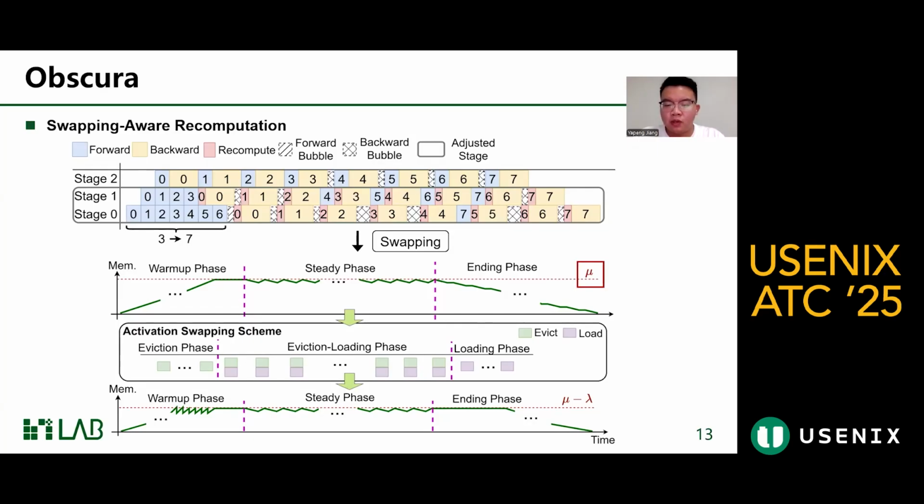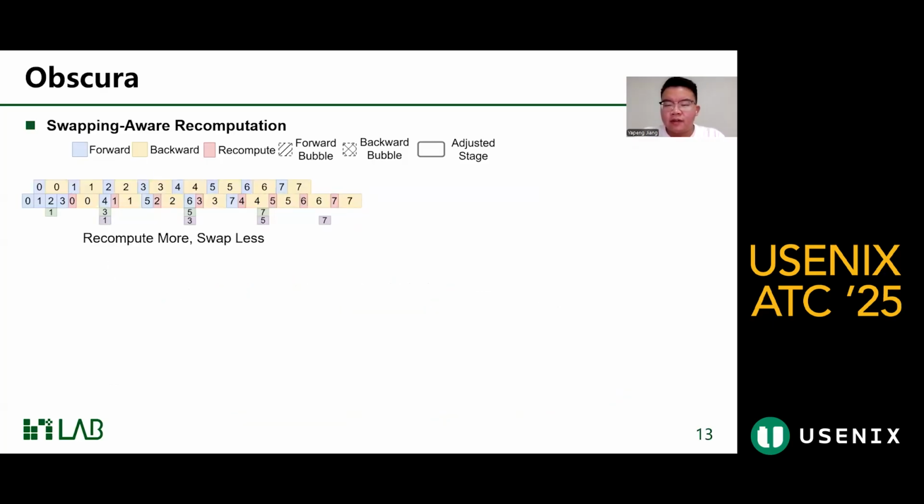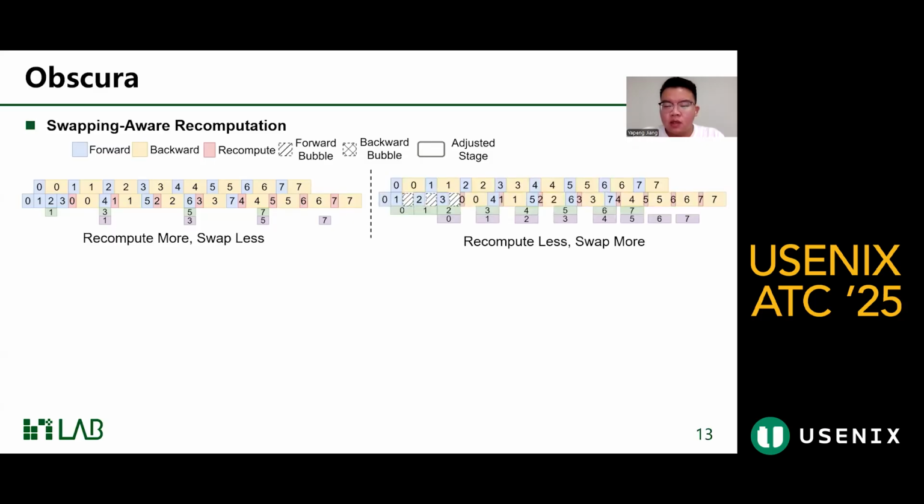Let mu be the number of forward passes in the warm-up phases of our adjusted stages, and lambda be the number of activation blocks evicted. With swapping, the peak memory reduces from mu to mu minus lambda. However, swapping introduces communication overhead. If we recompute more and swap less, computation becomes the bottleneck. If we recompute less and swap more, communication cost increases.